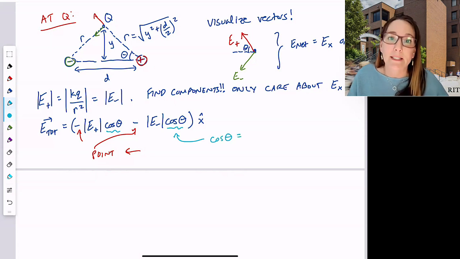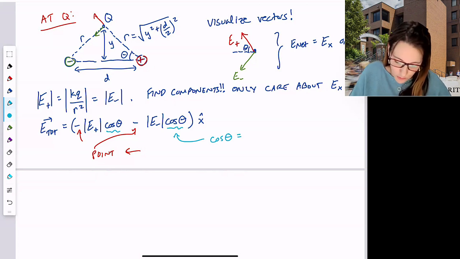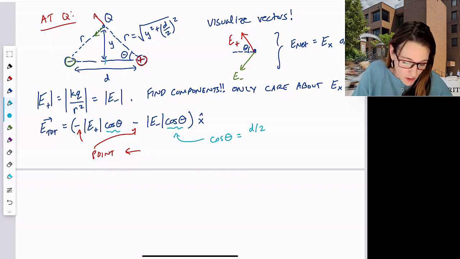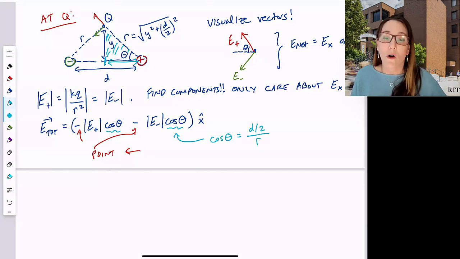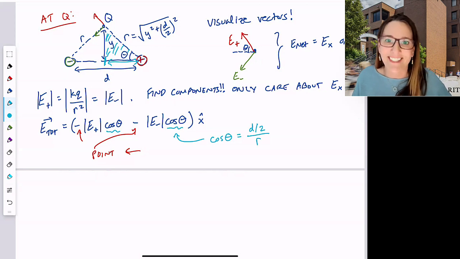So I wasn't explicitly given theta in this problem, so I need to translate theta into the sides of the triangle. So cosine of theta would equal the adjacent, which is d over 2. So this is my triangle that I'm drawing, the shading triangle that I'm shading up here. So d over 2 adjacent over hypotenuse, which is r. And that r is the square root of y squared plus d over 2 quantity squared.